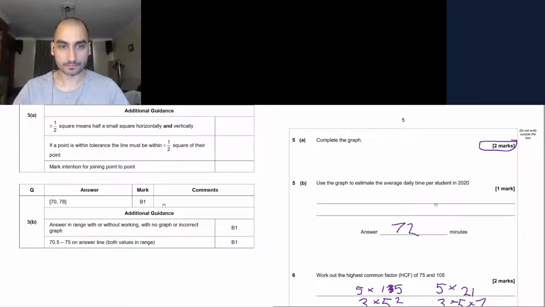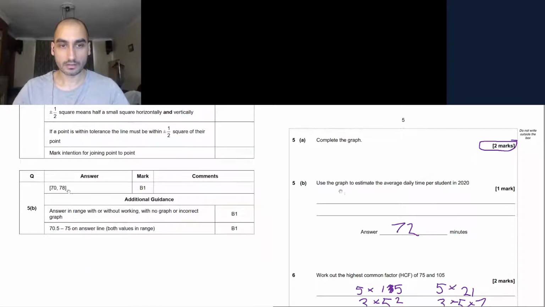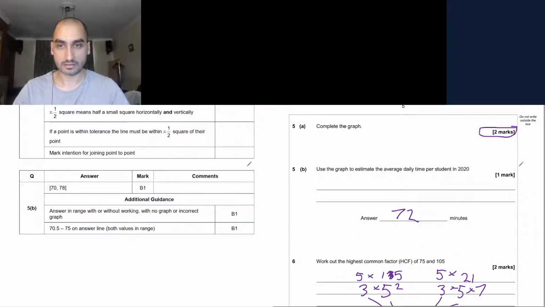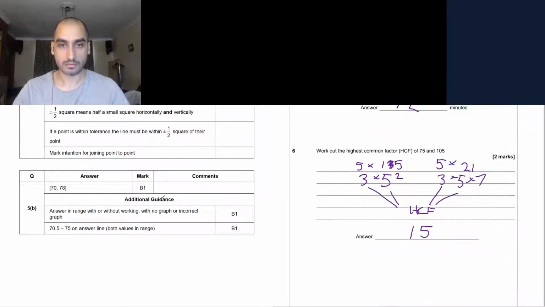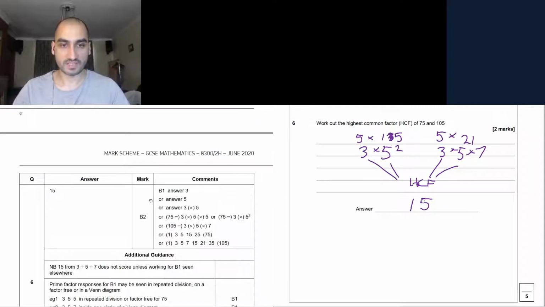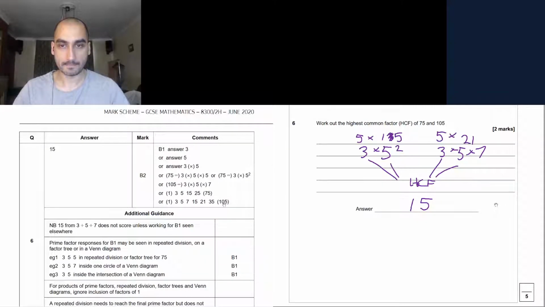72. 70 to 75. 70.5 to 75. Yeah. Well, they're quite generous here. 70 to 78. Right. 15. Yeah.